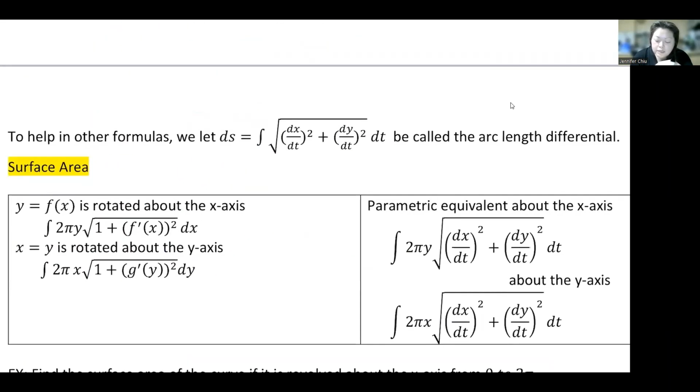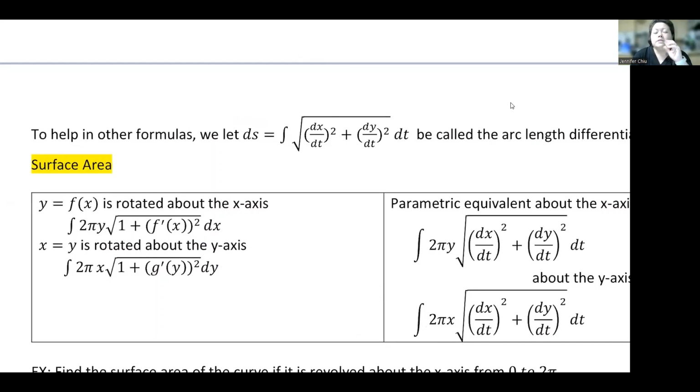So before we move on to the last one, sometimes this arc length is used in other formulas, so we just call it the arc length differential to make it a little bit shorter to work with. So we just call it ds. Again, you will see that pop up in the next part of our notes here.